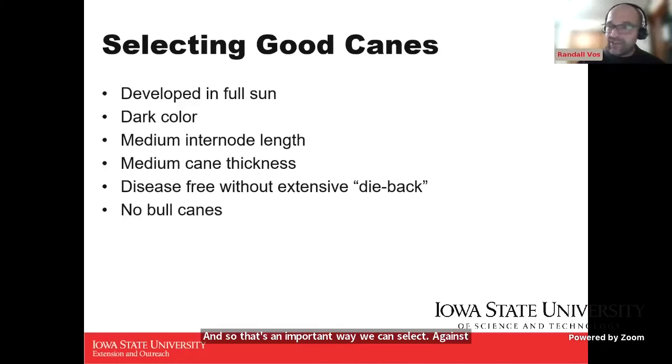We don't want the biggest, thickest canes in the world. We don't want the skinniest canes in the world. And so every variety is a little bit different. So you look at your cultivar. There's a wine grape variety called Foch, and the canes are kind of a grayish color. So saying you need this dark brown color isn't really accurate for that one. But within your vine, you want to keep the darkest colored canes and get rid of the lighter colored ones.